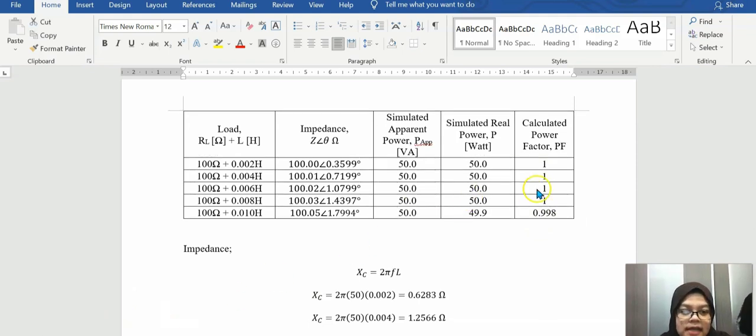So we can see that when the resistive and inductive load is connected, the power factor obtained is more than 0.95. And when the power factor is obtained as 1, it means that the number of watt consumed is the same as the number of VA consumed, which is referred to as unity power factor.